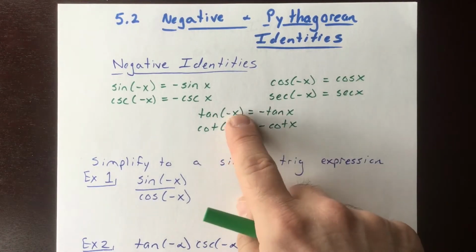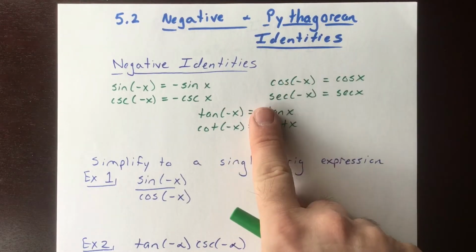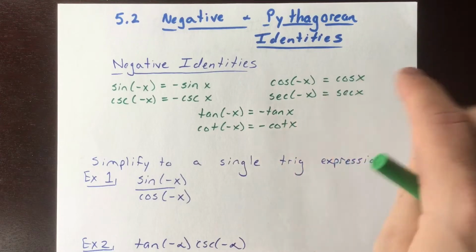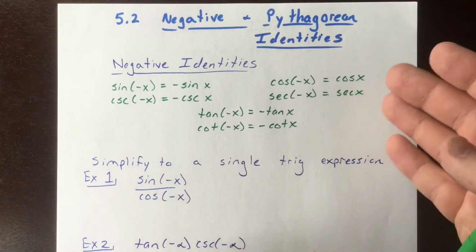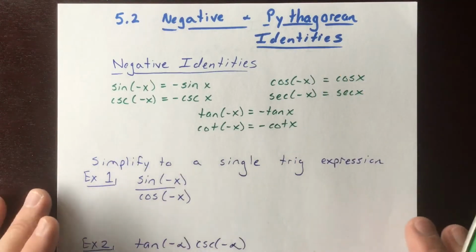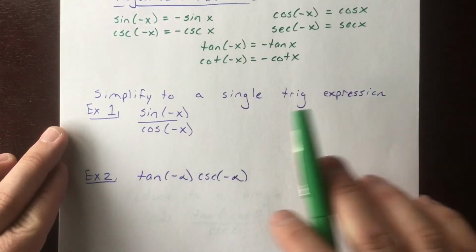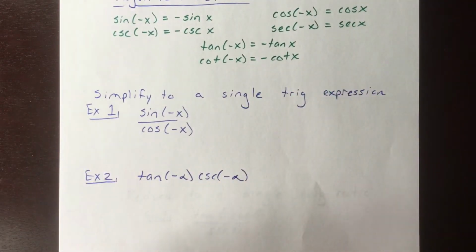How tangent and cotangent of a negative value, that negative pops out front, whereas cosine or secant of a negative value, that negative value is disregarded. So let's try using this to simplify some expressions. So simplify into a single trig expression.